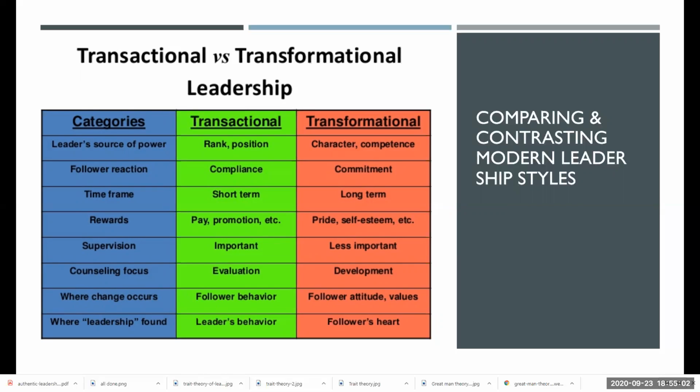Okay. Where does change occur? In follower behavior. The transactional leader is focused on compliance. Do what I say. It could be do what I say or else, but they're focused on the behavior, whether the employee agrees with it or not. What the follower is doing, what the employee is doing, is what's most important. The transformational leader, however, focuses on the attitudes and the values and beliefs of their followers.